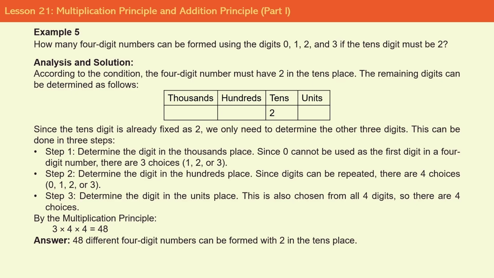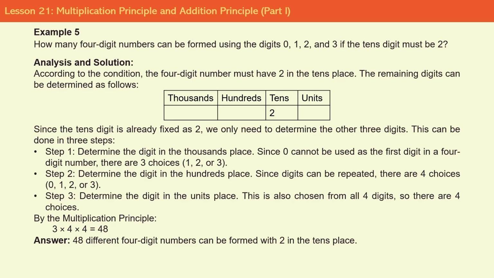This can be done in 3 steps. Step 1. Determine the digit in the thousands place. Since 0 cannot be used as the first digit in a 4-digit number, there are 3 choices, they are 1, 2, or 3. Step 2. Determine the digit in the hundreds place. Since digits can be repeated, there are 4 choices, they are 0, 1, 2, or 3.